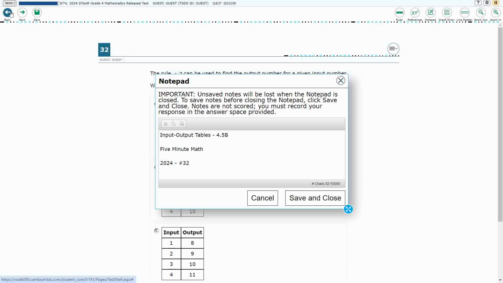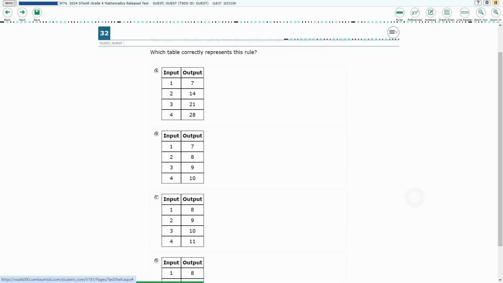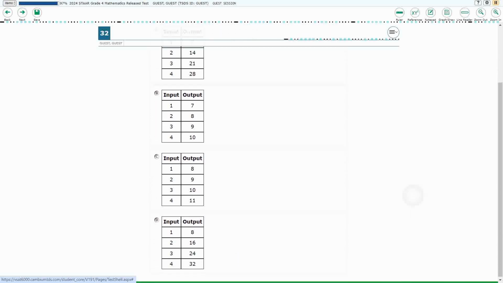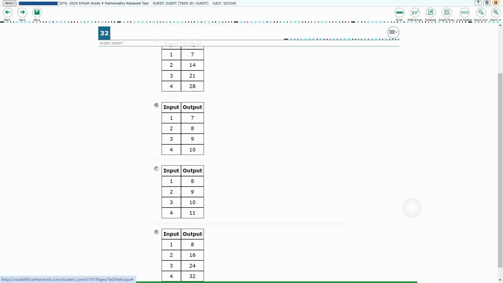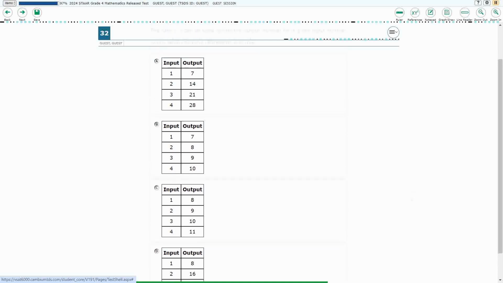Today we are looking at the fourth grade concept of input-output tables. This is standard 4.5b in the great state of Texas. We are using item number 32 of the 2024 released STAAR test. If you haven't done so already, please go ahead and take a moment to pause the video, work this problem out on your own, unpause it, and we will look at our answers together.